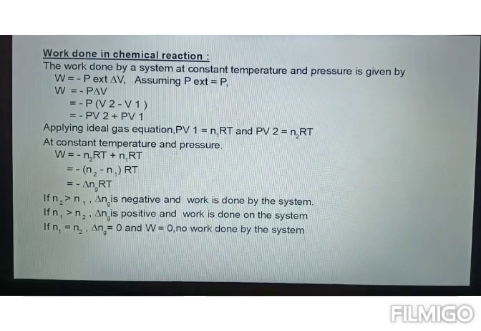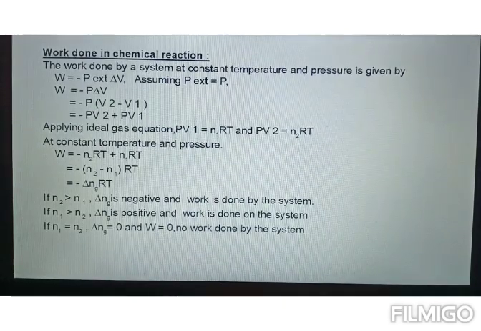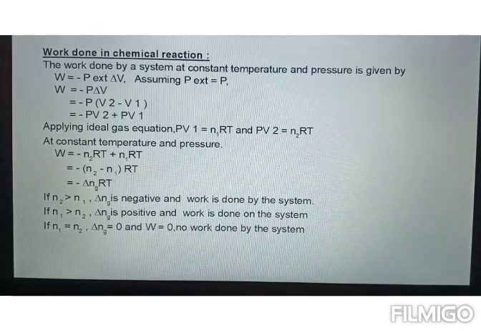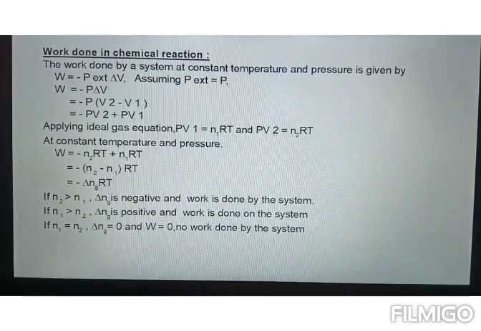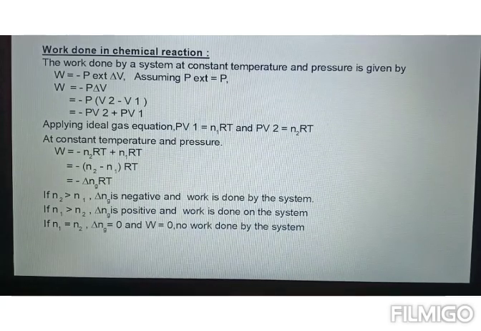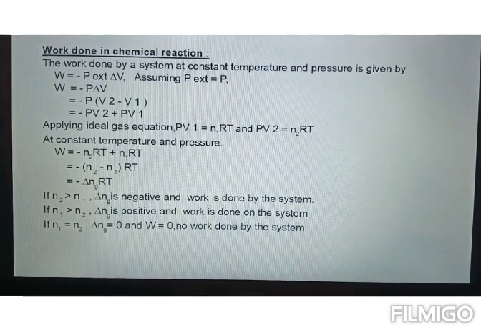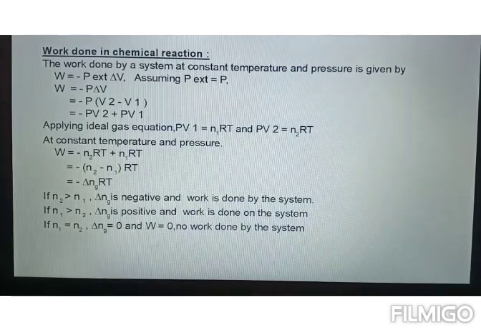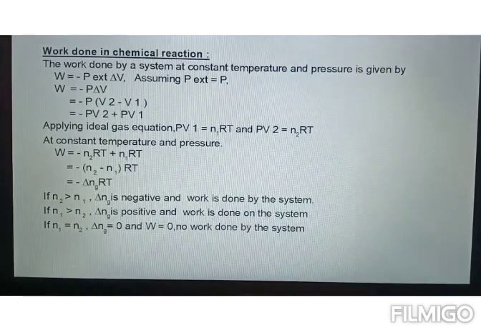Now here apply ideal gas equation. Ideal gas equation is PV is equal to nRT. Now for reactant we can write PV1 is equal to N1RT, and for product it becomes PV2 is equal to N2RT. So just substitute the value of PV1 and PV2 in this work expression.